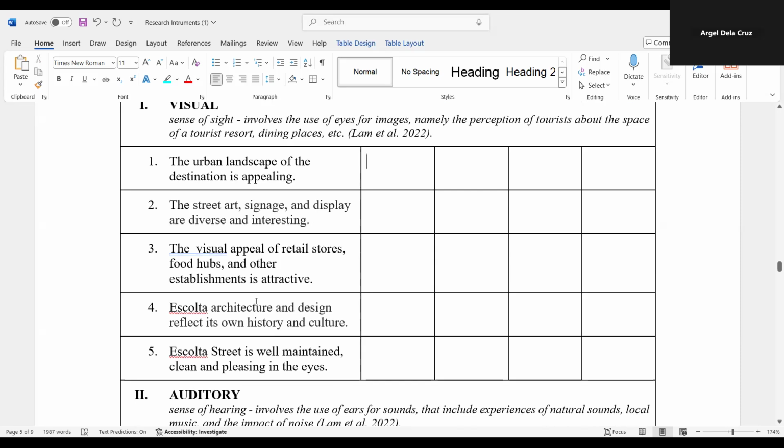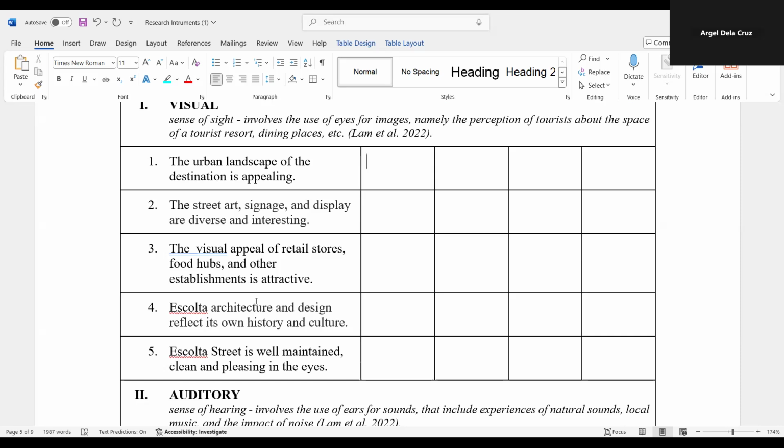urban landscape, street art, visual. So perhaps they have gathered or they have consulted the literature or the study of Lam et al. And then they have used the same questionnaires or same variable that is used in the study. So they have just adapted it and modified it. Whatever is applicable to Escolta, they have included. Whatever is not applicable to Escolta, they have disregarded. Diba? So, ganun na lang ginawa.